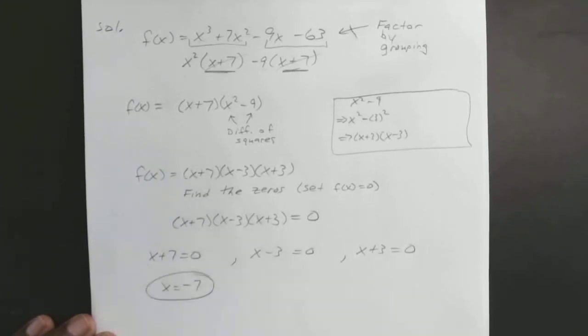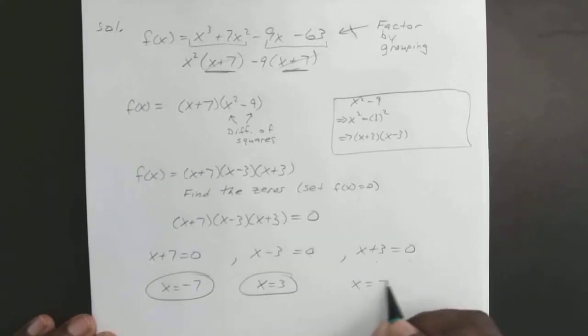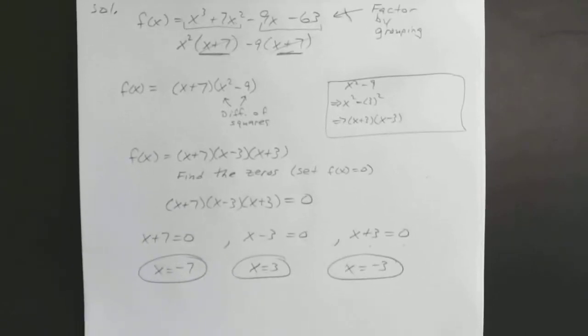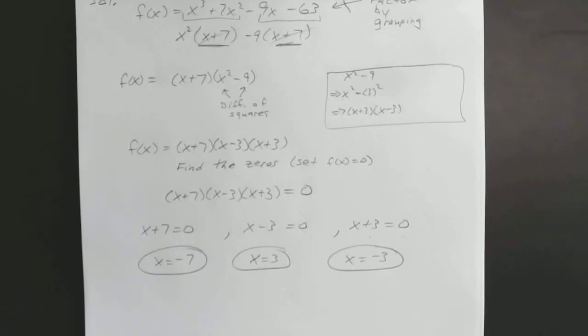Okay. So if we subtract 7 from both sides, x equals -7. We add 3 to both sides here, x equals 3. If we subtract 3 here, x equals -3. And those are your zeros. All right. Any questions on that one? All right.